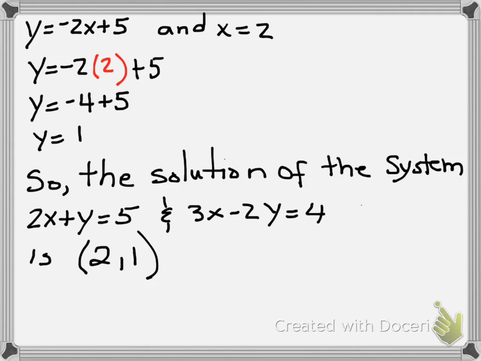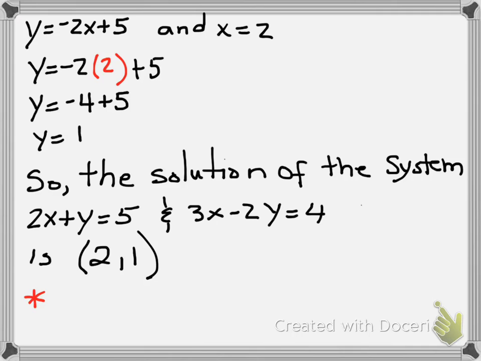If we look at the two equations as they were given to us, we have 2x plus y. Remember, x is 2, so 2 times 2 is 4, and y is 1, 4 plus 1 is 5. Look at the second one. 3 times 2 is 6, and minus 2y, 2 times 1, so that's a negative 2. 6 minus 2 is 4.